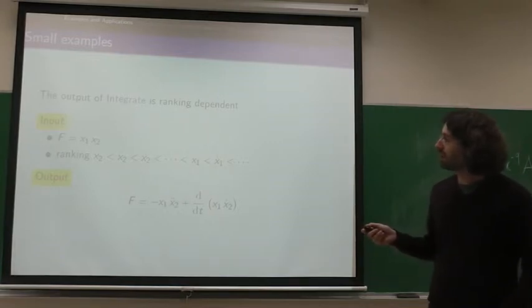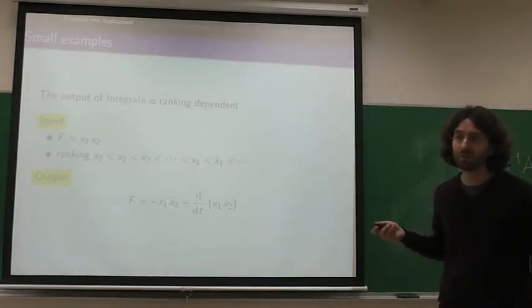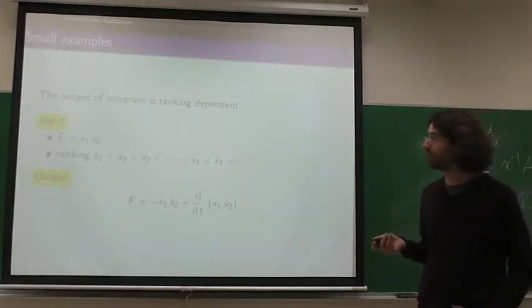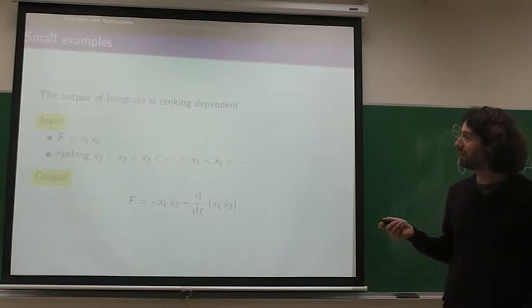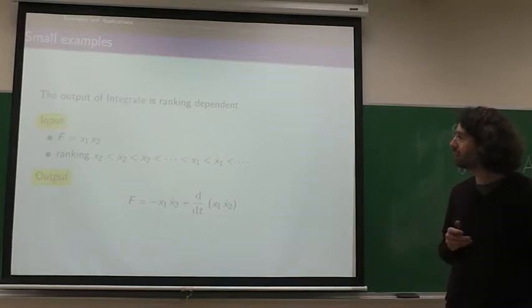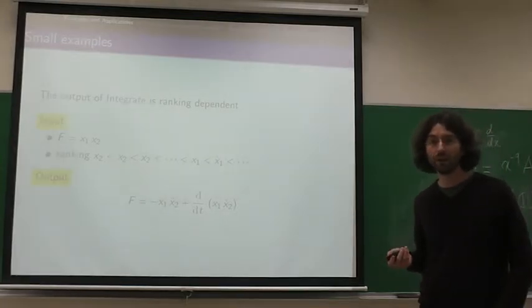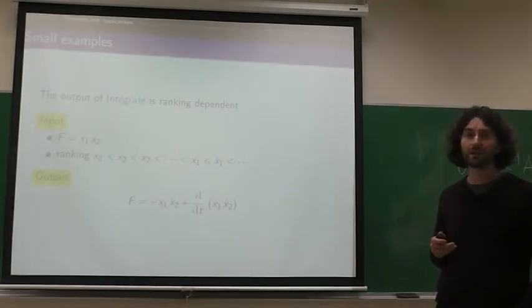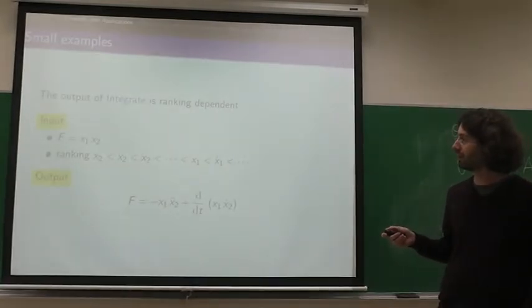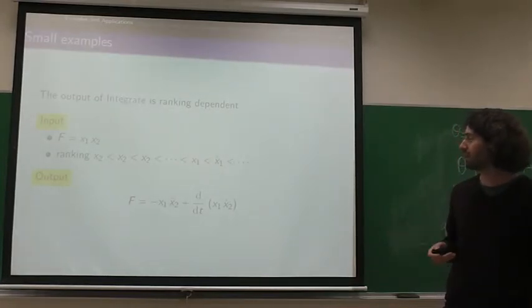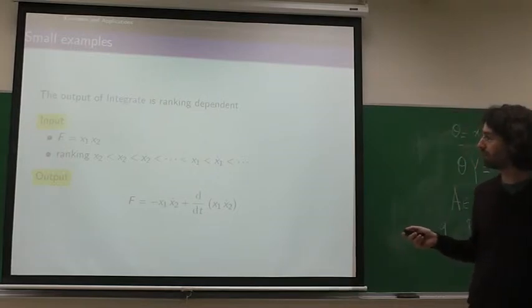Let's take a basic example. Here it's only polynomials, but even with polynomials, there are some things to explain. So f is x1 dot, x2 dot. And then I introduce this ranking. The ranking is a special total ordering on the unknown functions and their derivatives. So here the ordering is that x2 is the smallest one, x2 dot comes next, etc. And only after all the x2 have been ordered, you introduce x1, x1 dot, and so on. So in that case, the output would be that one.